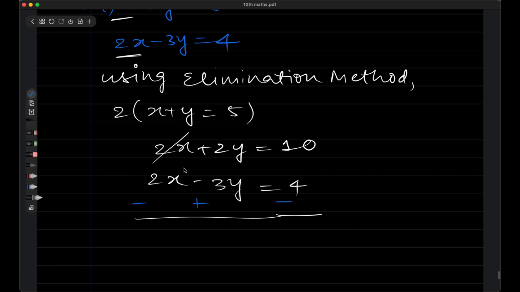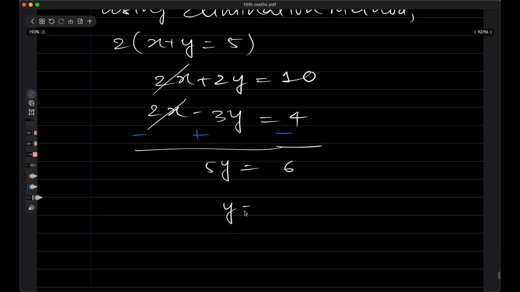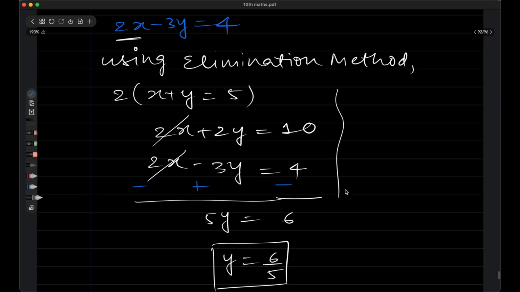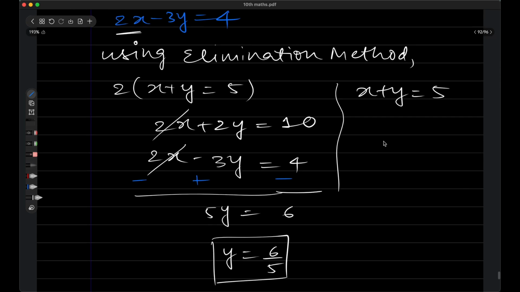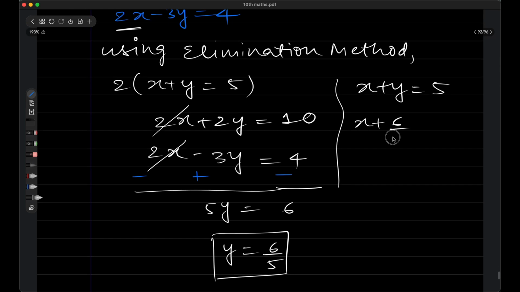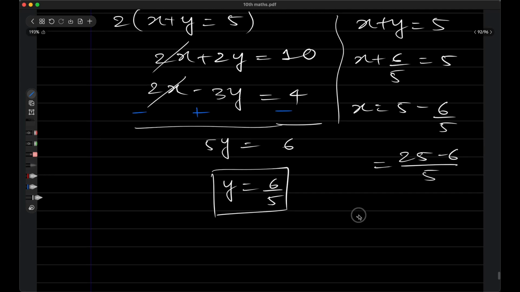We will get 2x minus 2x cancelled, 2y plus 3y, 5y equals 10 minus 4, which is 6, so y equals 6 divided by 5. Now put the value of y in the other equation. We have x plus y equals 5, x plus 6 divided by 5 equals 5, x equals 5 minus 6 divided by 5. Taking LCM 5, 25 minus 6, x equals 19 divided by 5.